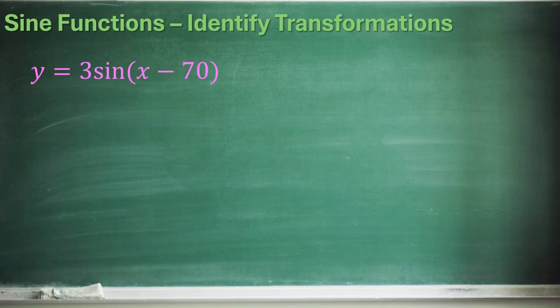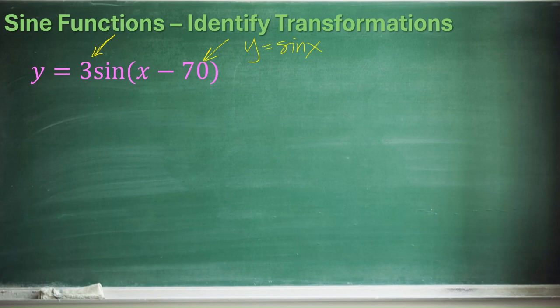So I see two transformations. One is represented by the number 3 here, and the other is represented by a change in the parentheses. Remember, our most basic sine wave looks like this: y equals the sine of x. That's how I know that the 3 and the 70 represent transformations.